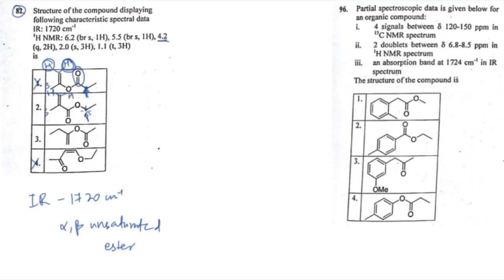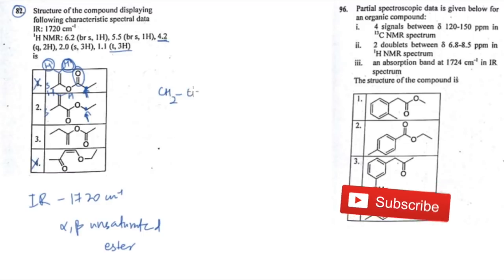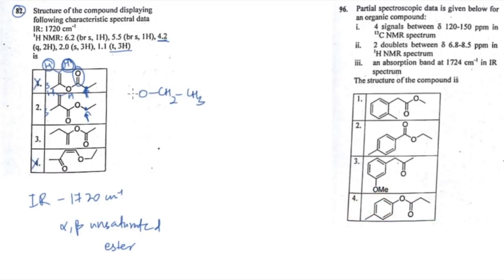Okay, so this which is giving you a quartet is giving you a little higher value. That means that this particular CH2 group is near to your oxygen. Now this quartet and this triplet all together tell you that you have CH2 CH3 somewhere in the group, and this CH2 is attached to a very electronegative group. So that's why it is 4.2. Okay, and this one is 1.1 triplet.